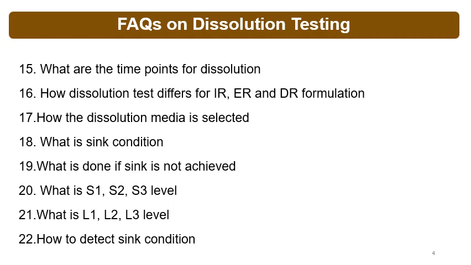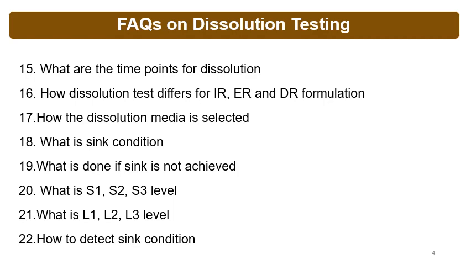What is done if sink condition is not achieved? So generally surfactants are used. Sometimes the media volume is increased. Different surfactants are tried for getting the sink condition. And if still the sink condition is not achievable, that time the dissolution can be run at a condition of 1.5x or 1x to the solubility of the higher strength.